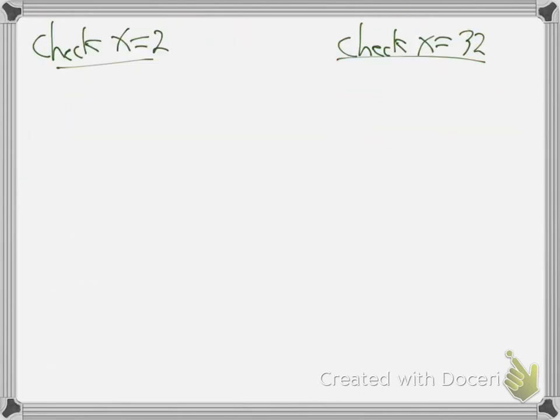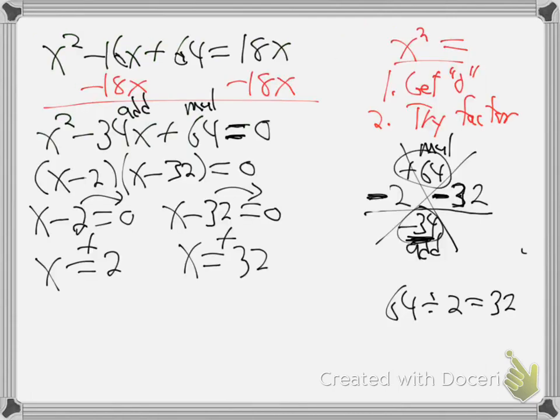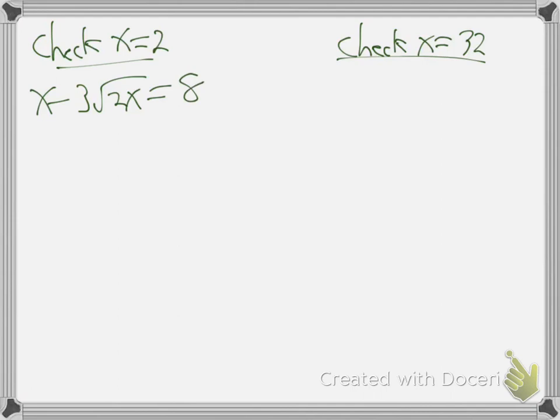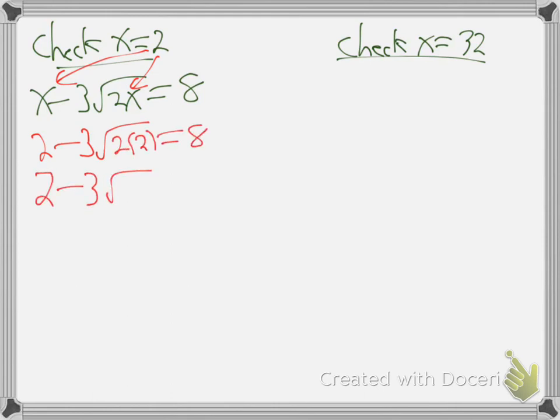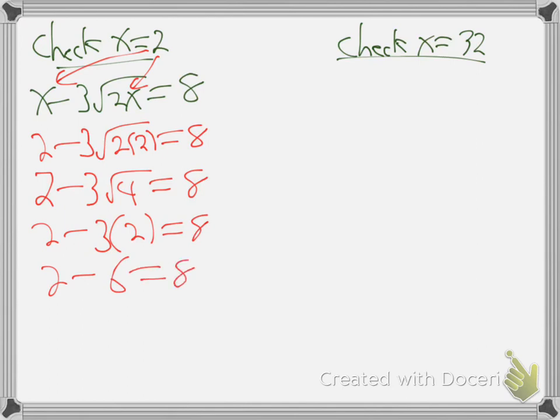x minus 3 root 2x equals, what is it? 8. Yeah, 8. All right, let's try plugging in the 2. 2 minus 3 root of 2 times 2 is 8. 2 minus 3 root of 4 is 8. 2 minus 3 times 2 is 8. 2 minus 6 is 8. Negative 4 is 8. No. That answer's out.